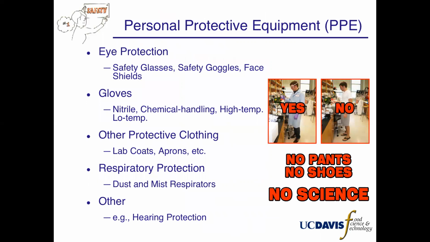We will now discuss personal protective equipment, or PPE. There are multiple types of PPE to protect you from various hazards. Some examples of these are eye protection, such as safety glasses, goggles, or face shields, gloves, such as nitrile, chemical handling, and high or low temperature gloves, protective clothing, such as lab coats and chemical aprons, respiratory protection, such as dust and mist respirators, as well as others, such as hearing protection. All PPE must be used properly in order to be effective.